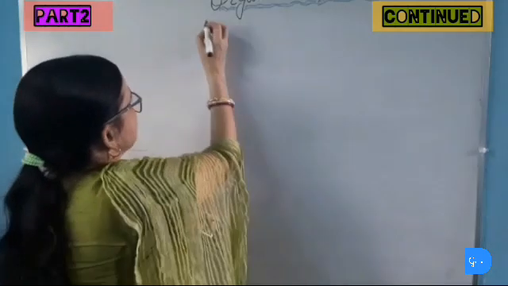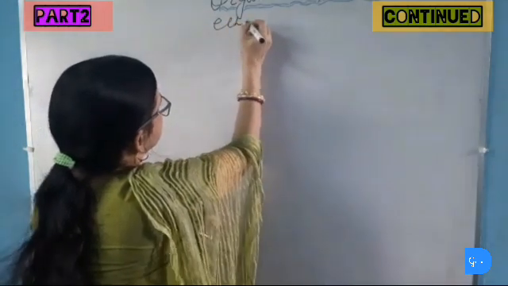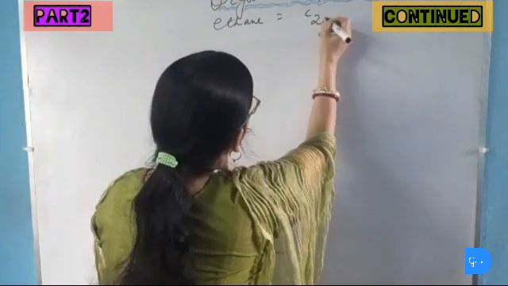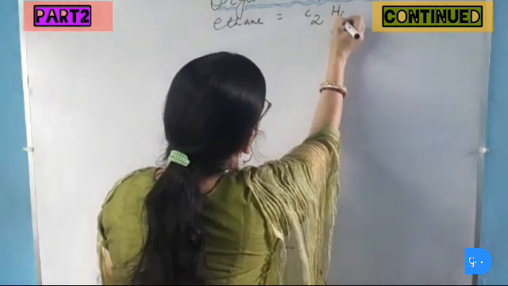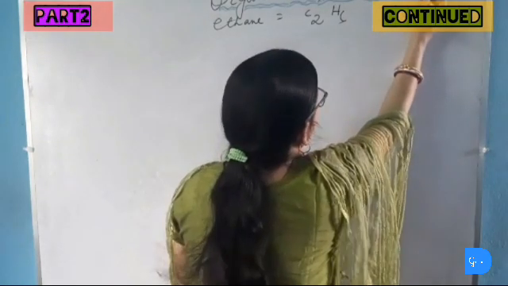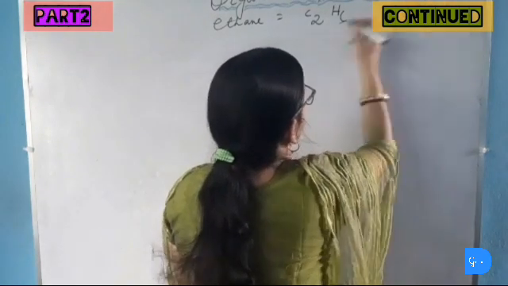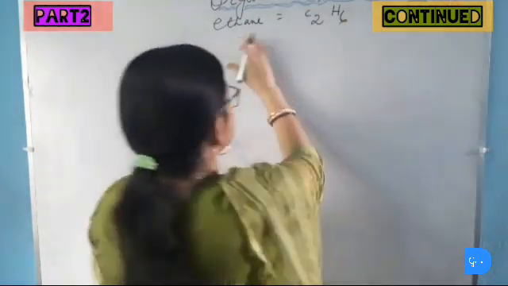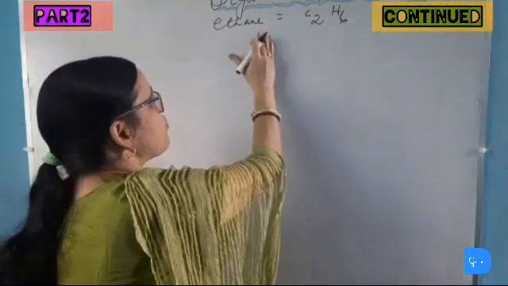So what will be the structure of ethane? The formula of ethane is C2H6. You have to remember the general formula: H will be 2n plus 2, 2 into 2 plus 2, that is 6. So the number of hydrogen atoms will be 6. This is the molecular formula of ethane.